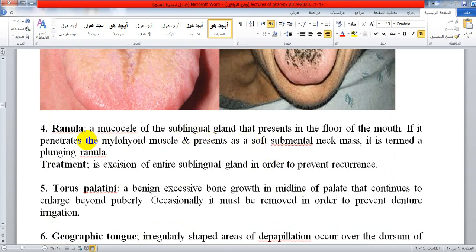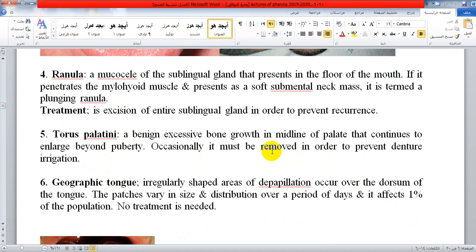Another condition is the ranula, a mucocele of the sublingual gland that presents in the floor of the mouth. If it penetrates the mylohyoid muscle and presents as a soft submental neck mass, it is termed a plunging ranula. Treatment is excision of the entire sublingual gland in order to prevent recurrence. Torus palatini, a benign excessive bone growth in midline of palate that continues to enlarge beyond puberty. Occasionally, it must be removed in order to prevent denture irritation or dental rotation.